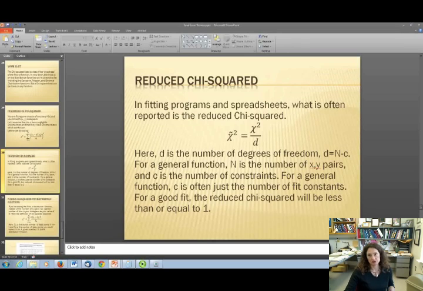So if you're fitting to a least squares line, for example, and the equation is a plus bx, you have to determine a and b from the data. So that's 2 constraints. If you had 100 data pairs, then you would have a number of degrees of freedom of 98, which is 100 minus 2.